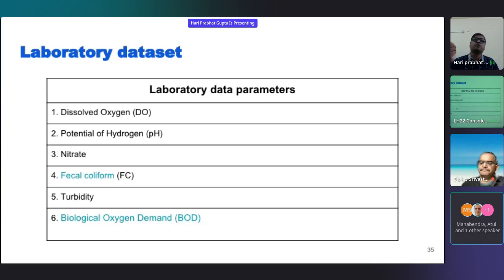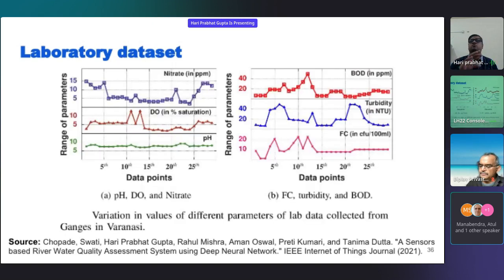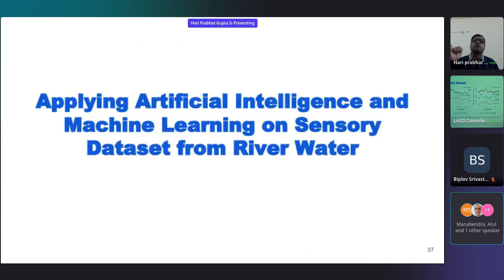Say, for example, fecal coliform (FC) and BOD. These parameters we can easily find out only with the help of the laboratory data. It indicates that the sensory data is not sufficient to do all this exercise, so laboratory data is also required in that case. These are some graphs and results showing what the data points are and how the changes happen with the parameters that we have considered.